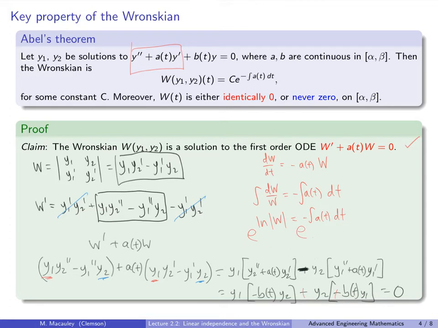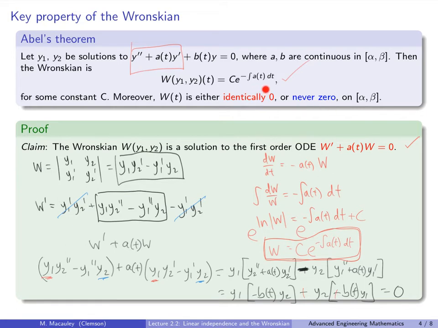And now we get the absolute value of w. I'm going to not write the absolute value signs just yet, and we get, well, we really should get a c here at some point. So we get c e to the negative integral of a of t dt, and since we put this constant here, which could be plus or minus, we don't need an absolute value sign up here. So here is our solution to this ODE. That verifies this claim. And now it's easy to see why the Wronskian is either identically zero or never zero.